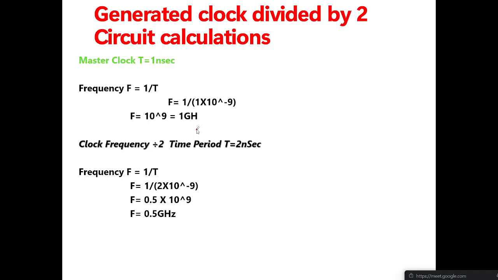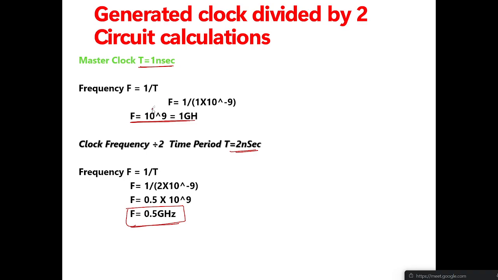Next, suppose the master clock is 1 nanosecond. F equals 1 by T, that is 1 by 10 power minus 9, so the frequency is 1 gigahertz. Frequency divided by 2 means the time is 2 nanoseconds, so frequency equals 1 by T becomes 0.5 gigahertz. So this is the clock divided by 2 circuit calculation.